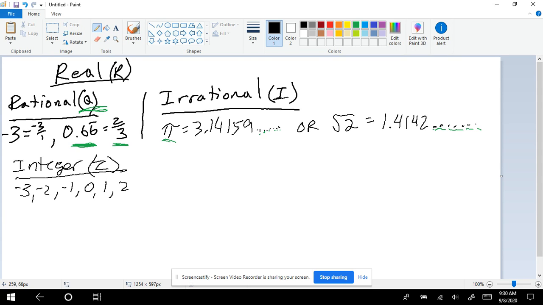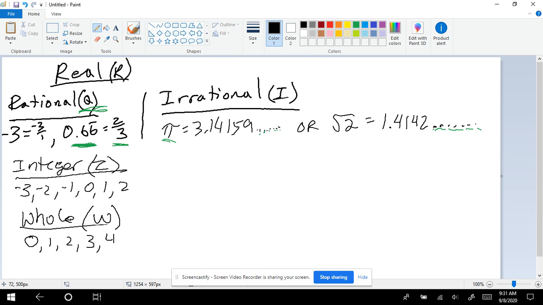After integers, we get whole numbers. Whole numbers are represented with a W. Whole numbers have to be non-negative. They begin with 0. So whole numbers include 0, 1, 2, 3, 4, but nothing in between those values, just like integers. The difference between integers and whole numbers is that whole numbers start with 0. They don't include any of the negatives.